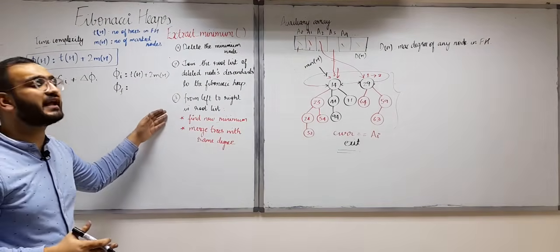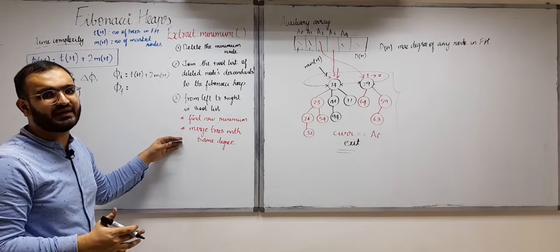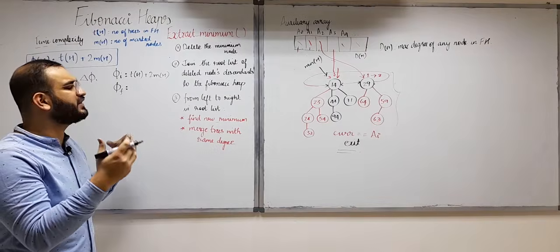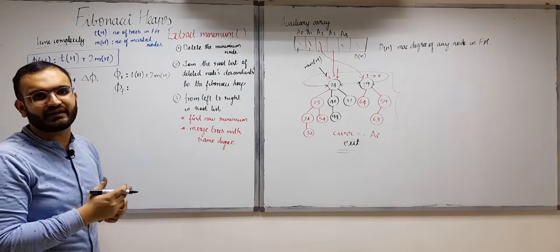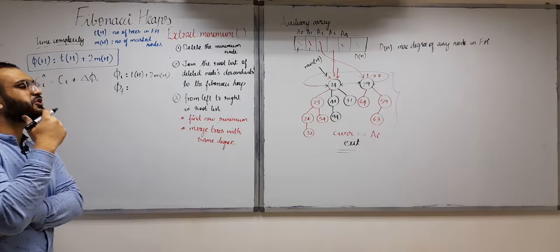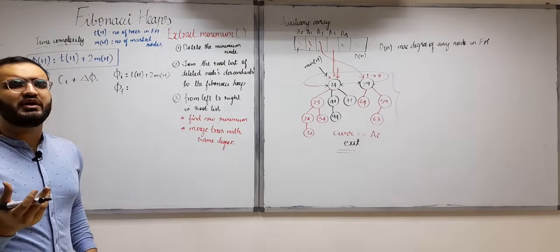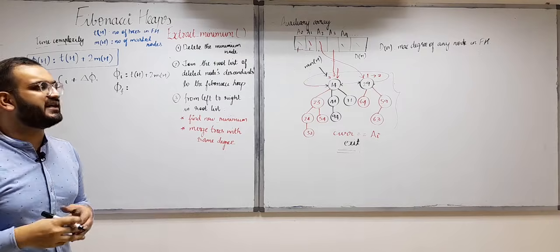And then finally we are actually merging the trees with the same degree, but let us assume that no trees are merged. No trees are merged, or all the trees have unique degrees. So now the next question that should arise in your mind is, what can be the maximum number of children of any node in a Fibonacci heap?